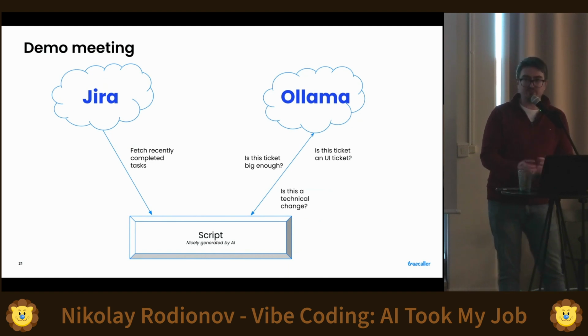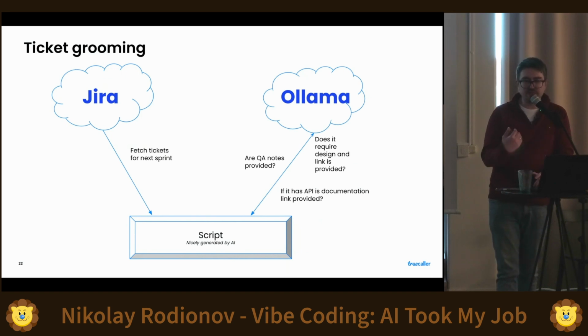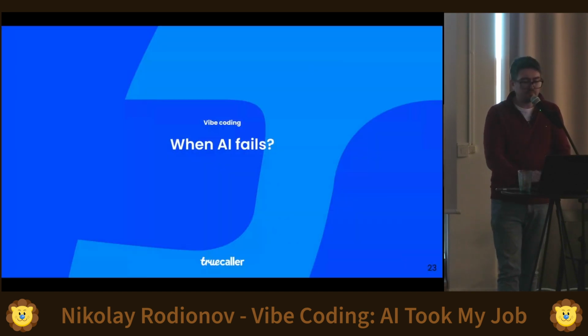So instead of this, I'm actually asking about small parts of those tickets that I'm reviewing, and it gives me suggestions that, okay, those are probably worth presenting. And the last thing is ticket grooming, actually the same thing. I'm fetching tickets that need to be groomed for the next sprint, and then I ask AI about the same things: are QA notes provided, is this a UI ticket, and does design actually exist? So yeah, after this, I make better decisions and spend much less time.